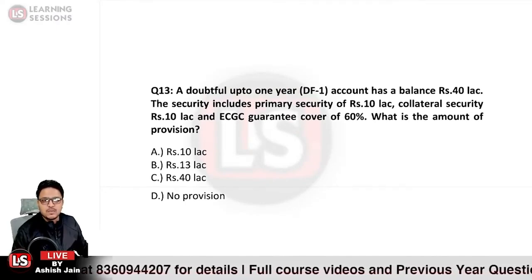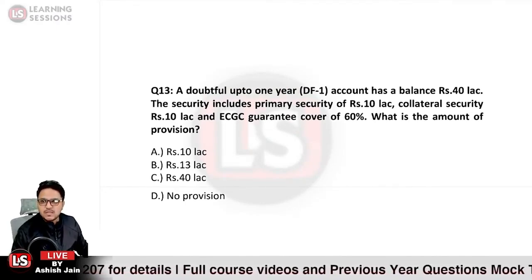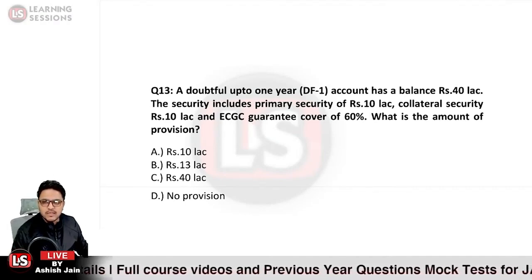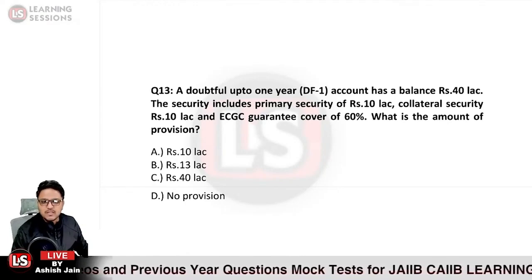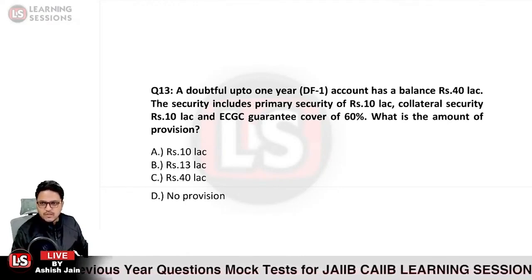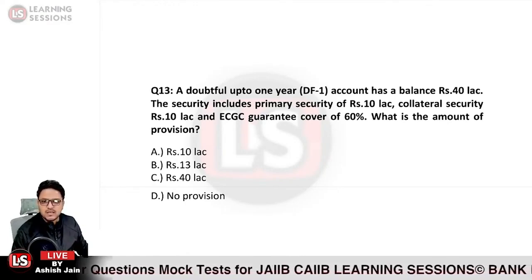Now let's move to the next question, which says a doubtful up to 1 year account has a balance of 40 lakh rupees. The security includes primary security of 10 lakh, collateral security of 10 lakh, and ECGC guarantee cover of 60%. What is the amount of provision that is to be created? We are well aware of the concepts now, so kindly do answer at the earliest.